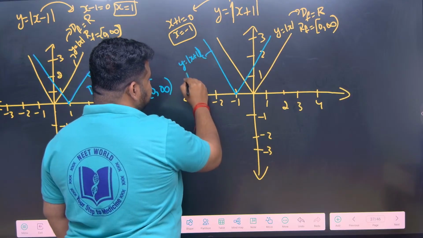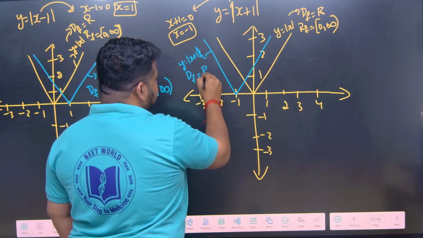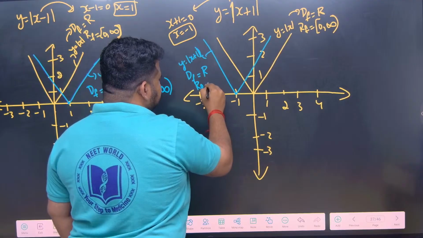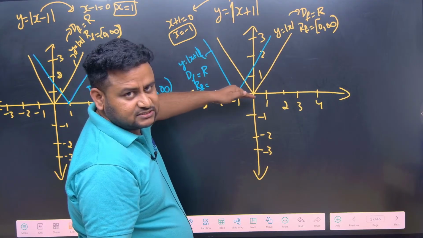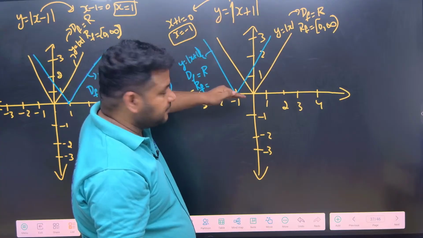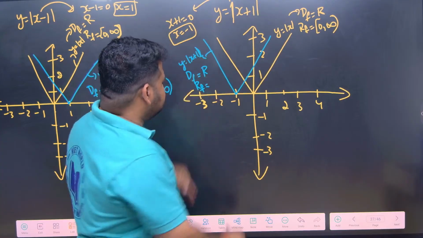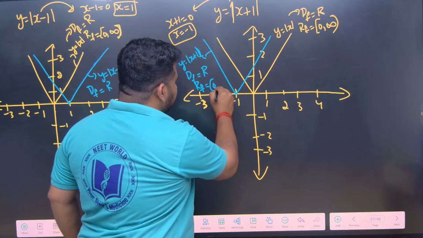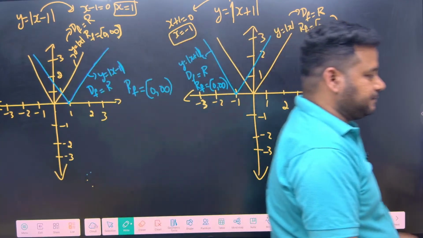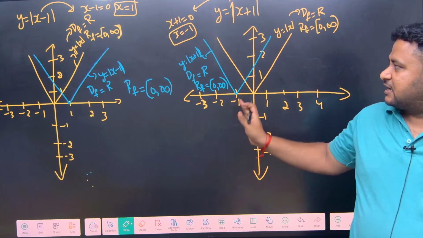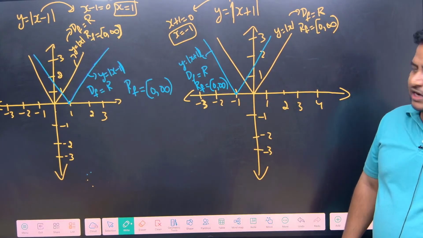What is the domain of this function? Domain of this function is set of all real numbers. What is the range of this function? Range means, I told you, it is height. Height means it is starting from the x-axis. That means it is starting from 0 only. So this will become closed interval 0 comma infinity. Understood, friends? This is the graph of mod of x plus 1.